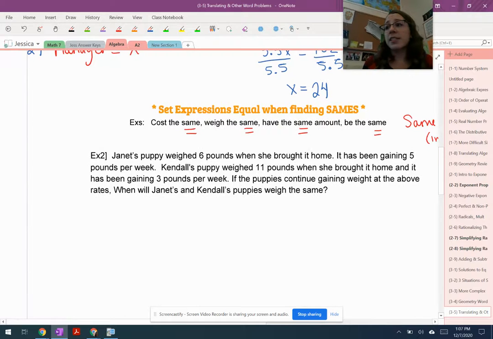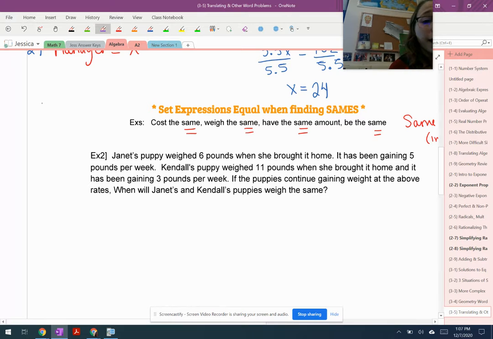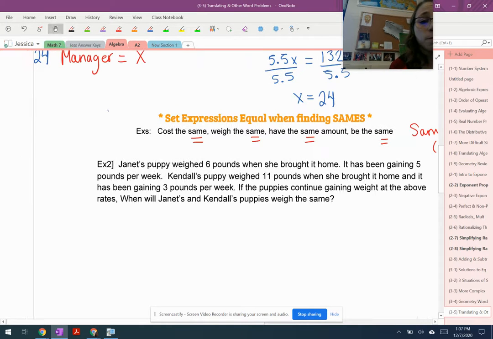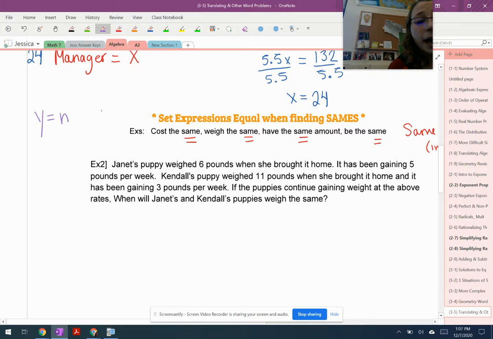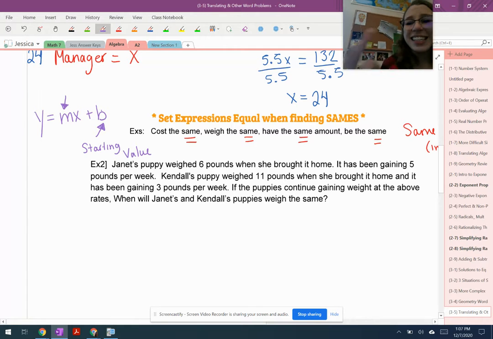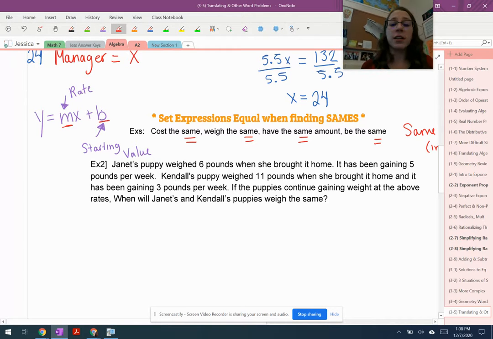The next part of this is that standard linear equation that I know you guys are all familiar with from last year, that y equals mx plus b, where that b is your starting or your initial value, that starting value, and that m is like the rate, the thing that's happening over and over and over again. So you're going to be using that kind of an equation in this example here.